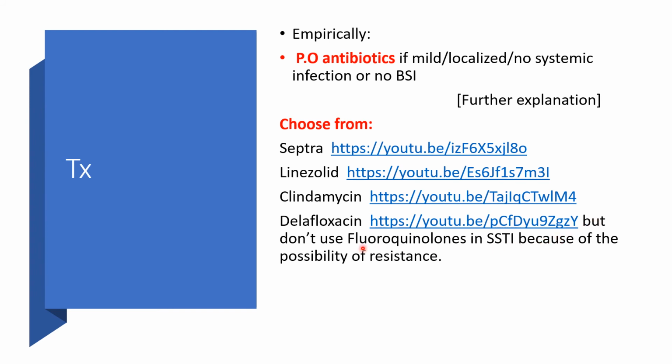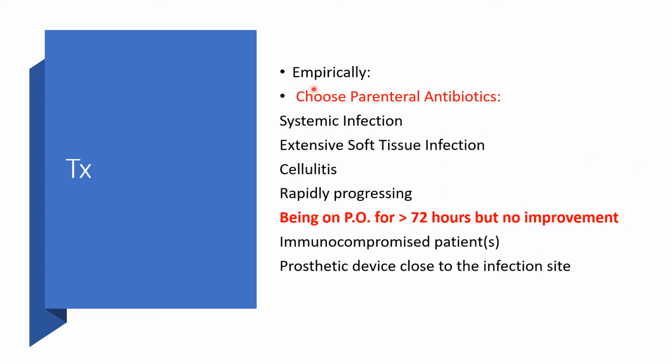But in severe soft tissue or skin infection, don't use fluoroquinolones. Still, empirically, you will choose parenteral antibiotics. That means we will not give antibiotics orally when we are faced with systemic infection, extensive soft tissue infection, cellulitis, or a case that is rapidly progressing. In fact, that is one of the clues to know you are dealing with cellulitis, right?